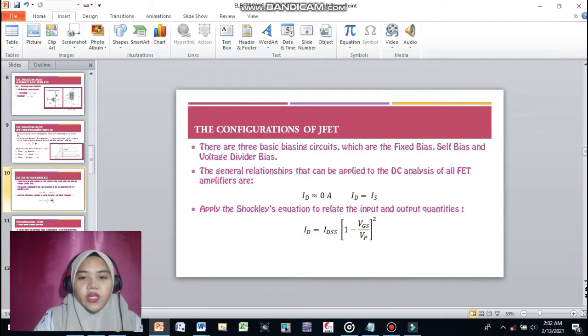The configurations of JFET. There are three basic bias circuits, which are fixed bias, self-bias, and voltage divider bias. The general relationships that can be applied to the DC analysis of all FET amplifiers are IG nearly equal to 0 amperes and ID equal to IS. By applying the Shockley equation to relate the input and output quantities, ID equals IDSS times the bracket, 1 minus VGS over VP, to the power of 2.